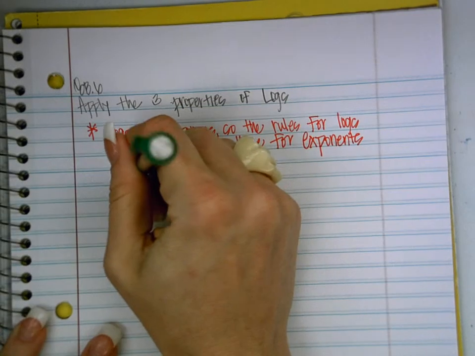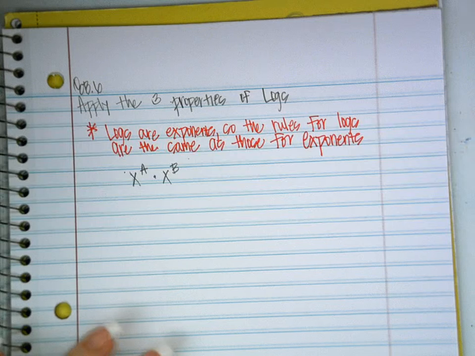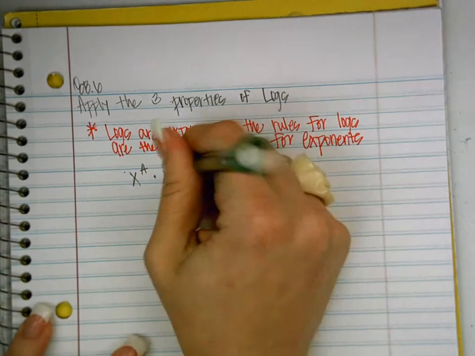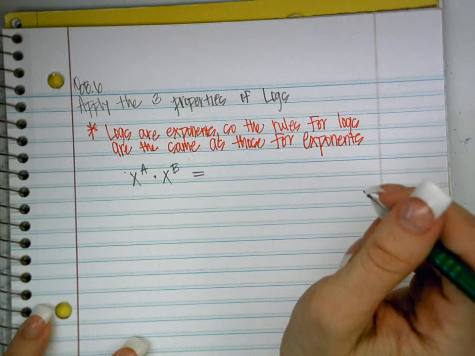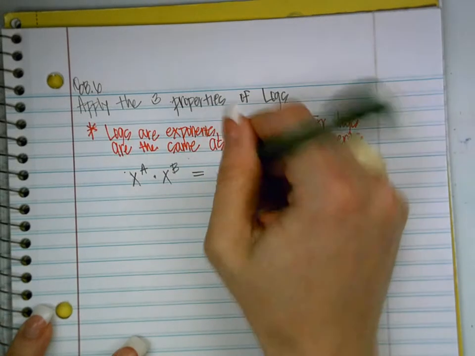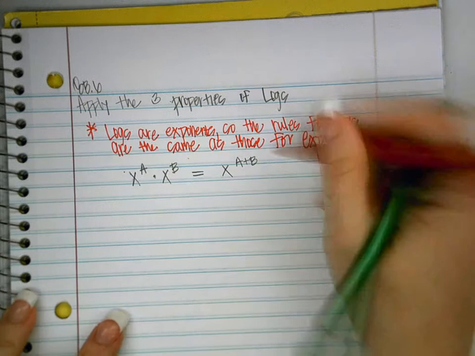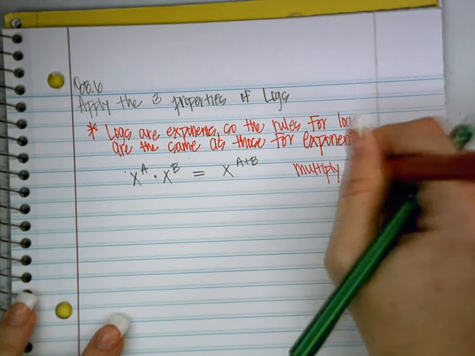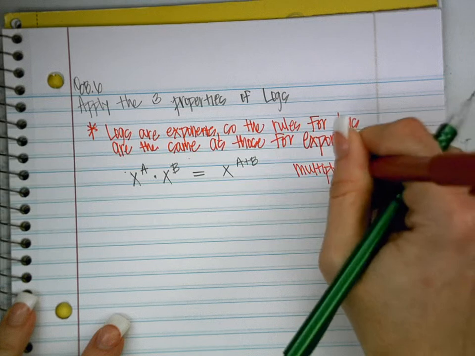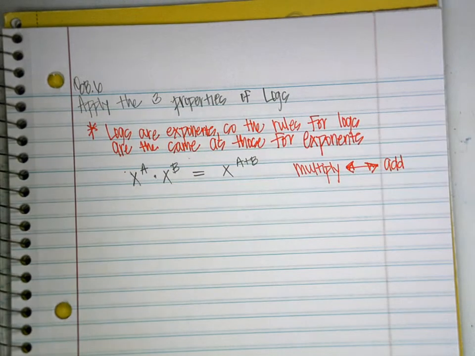x to the a multiplied by x to the b power. If you're multiplying 2 things, what do you actually do with our exponents? If we have the exact same base, what do you do with our exponents? Add them. So this would become x to the a plus b. So in your head, I want you to remember that multiplication and addition go together. Okay, multiplication and addition are kind of linked together.